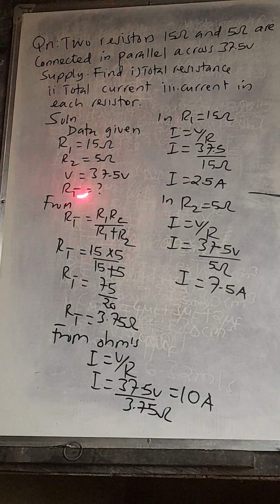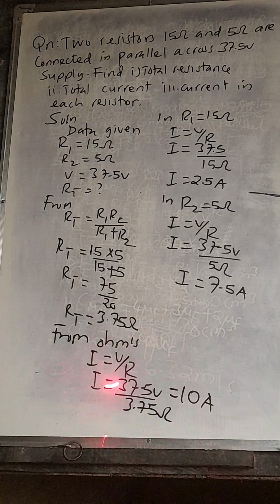What is very important is to recall the formula when resistors are connected in parallel. It is the product over the sum. So it is equal to 15 times 5 over 15 plus 5. Finally, you get the total resistance equal to 3.75 ohms.